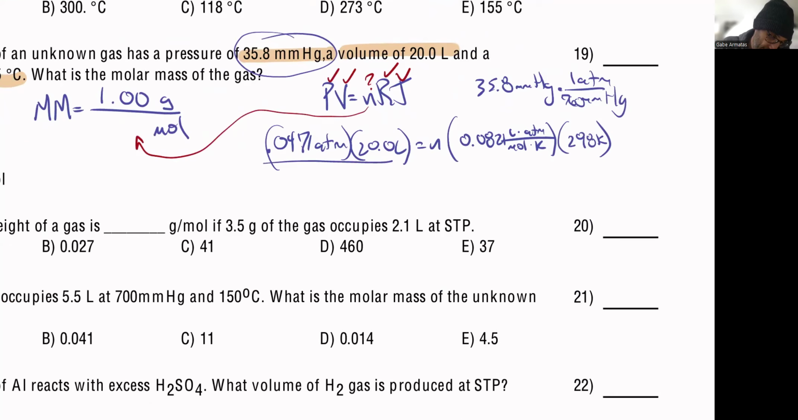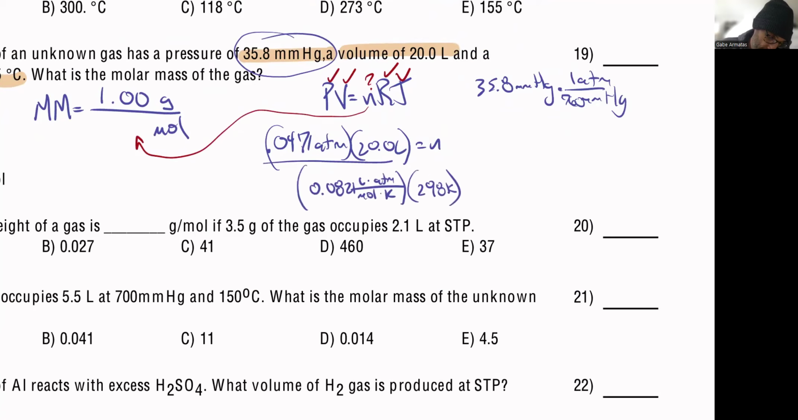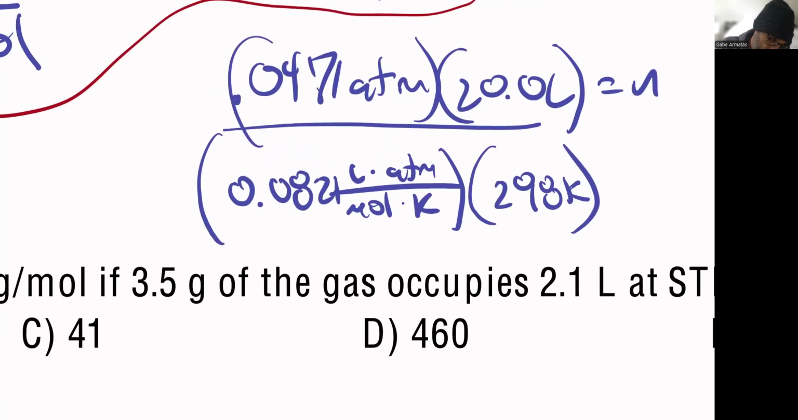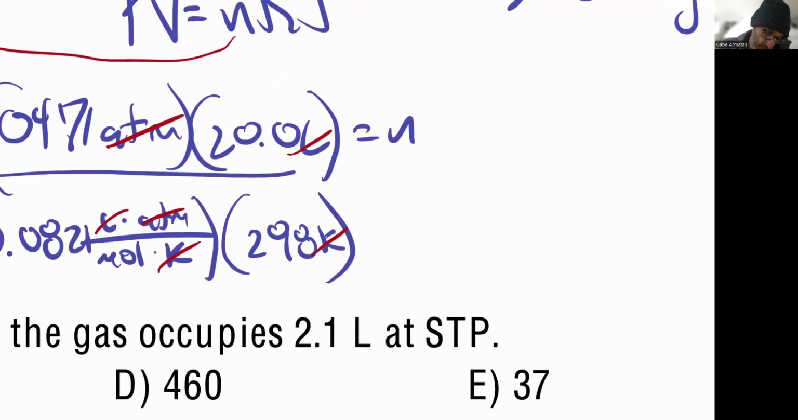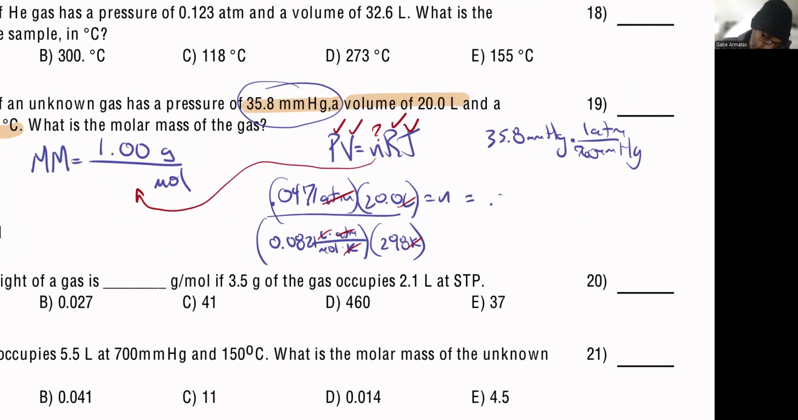Again, I'm going to divide this side by R and temperature. Atmospheres cancels, liters cancels, Kelvin cancels, leaving behind moles. And now we do the math. 0.0471 times 20, enter, divided by 0.0821, enter, divided by 298, enter, 0.0385. So 0.0385 moles, which I plug in.